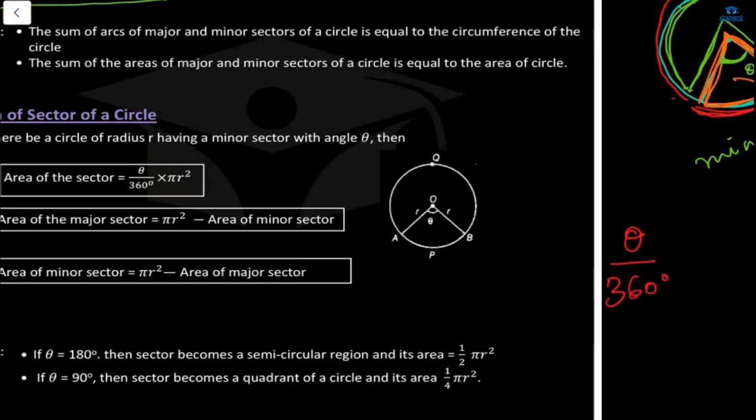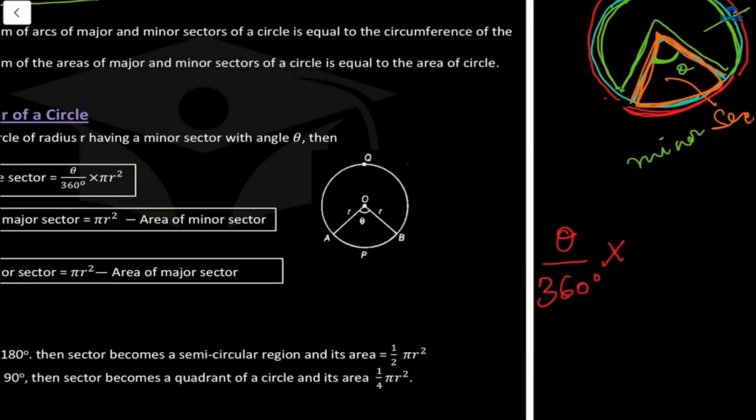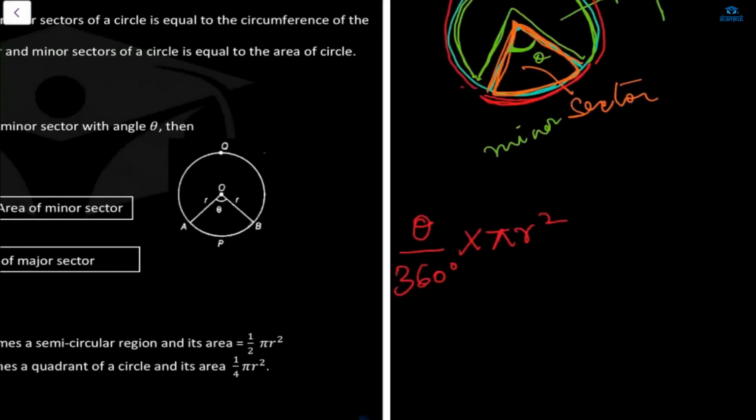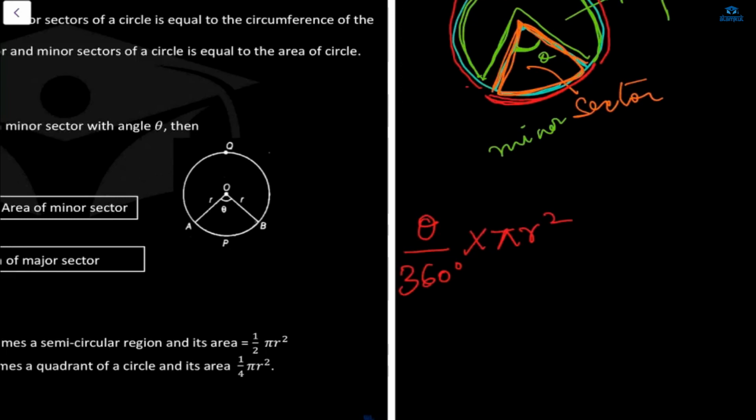Okay, multiplied by pi r square. We are talking about the area of the sector. Area of the circle is pi r square. Now, how are we taking it out? We just need this portion's area, so we are finding out the angle, and that much angle's area we are going to multiply with that.